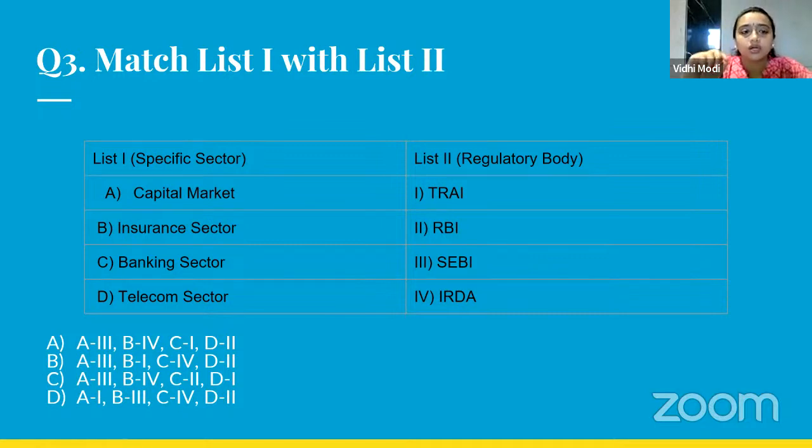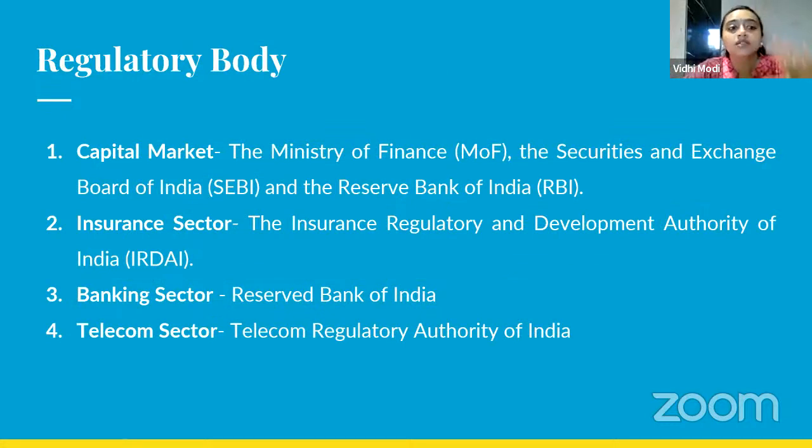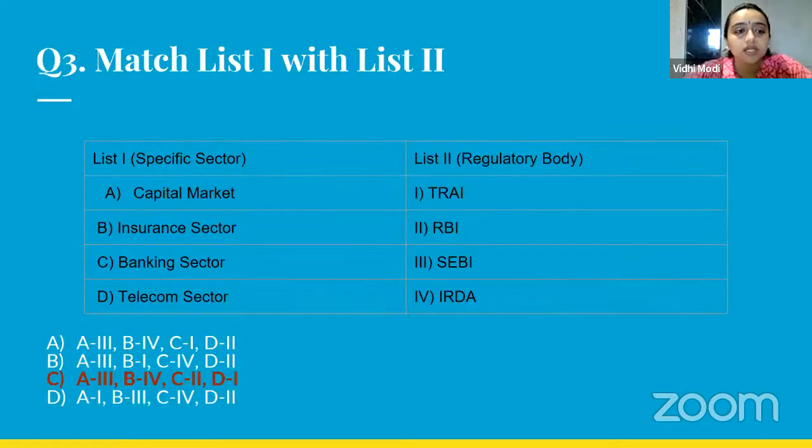Even if not, just for the information we have here, the regulatory bodies for the capital market are the Ministry of Finance, the Securities and Exchange Board of India, and the Reserve Bank of India. For the insurance sector, the Insurance Regulatory and Development Authority of India, IRDAI. Then the banking sector, Reserve Bank of India. Then the telecom sector, Telecom Regulatory Authority of India. Okay. So with this, we get the answer that capital market is for SEBI, the option C, right? And then we have insurance sector for IRDA. C is RBI. And D, telecom sector, is for TRAI.